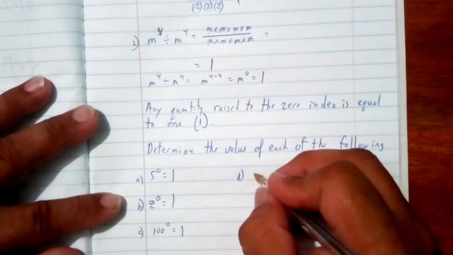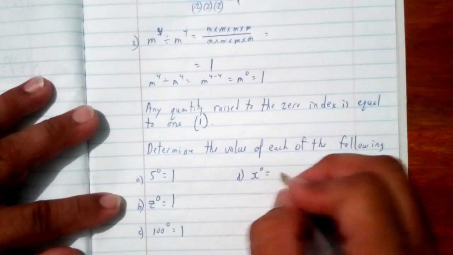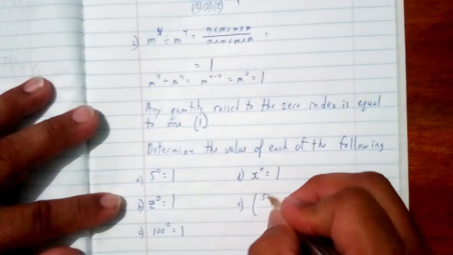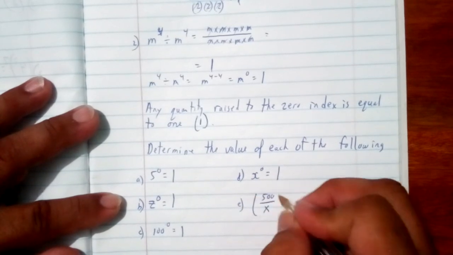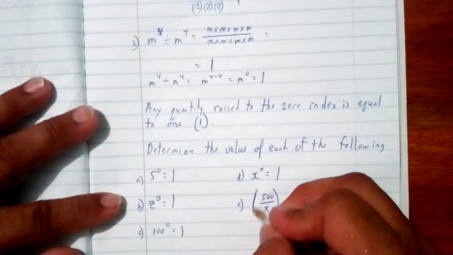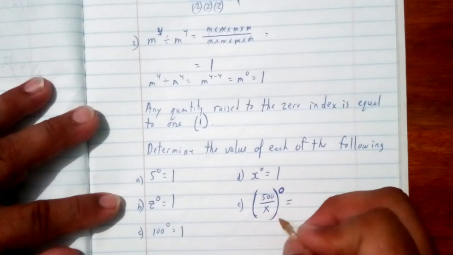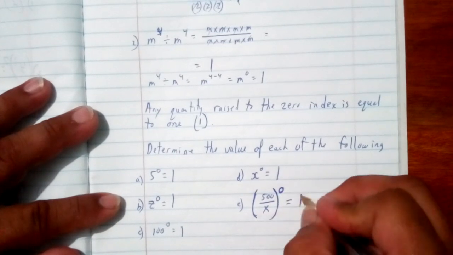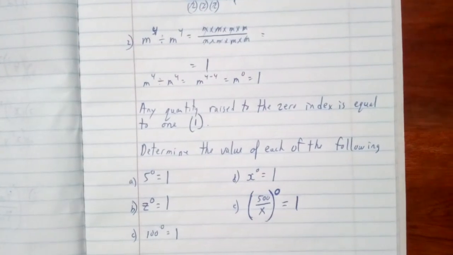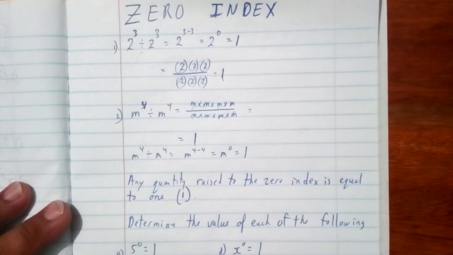D, if you have a letter to a 0 power again, if you said 1, then you're correct. Now, if you have a fraction with a letter inside or a number, it doesn't make any difference. So long as everything is within the bracket being raised to a 0 power, and if you said the solution is 1, then you're correct. That is the zero index.